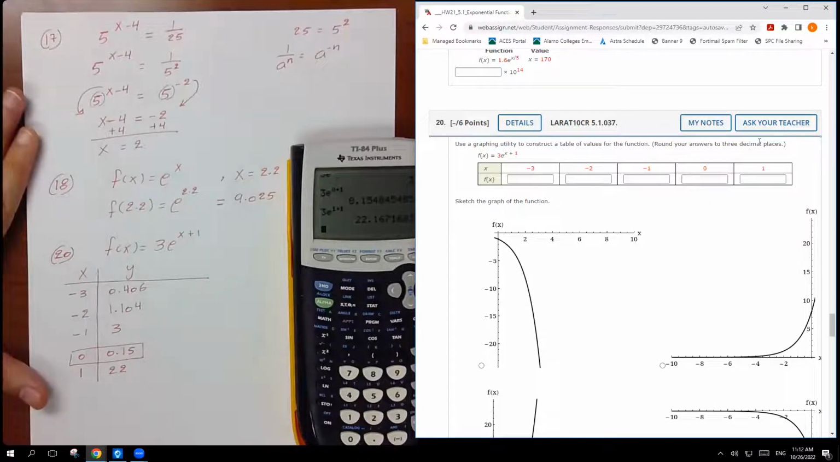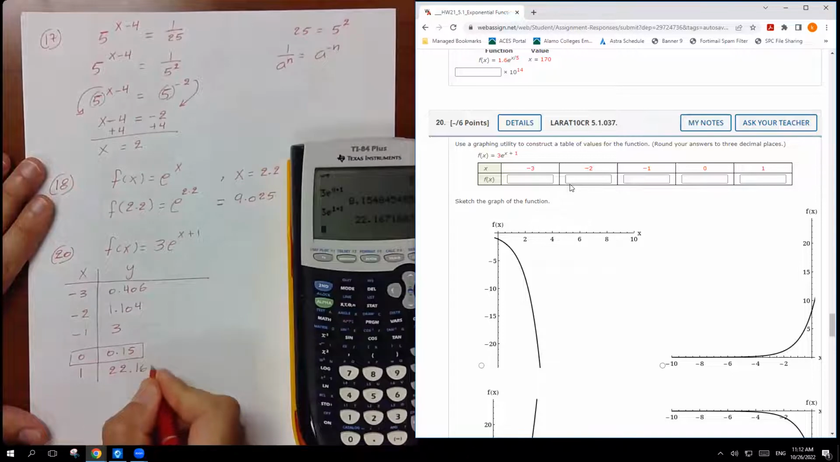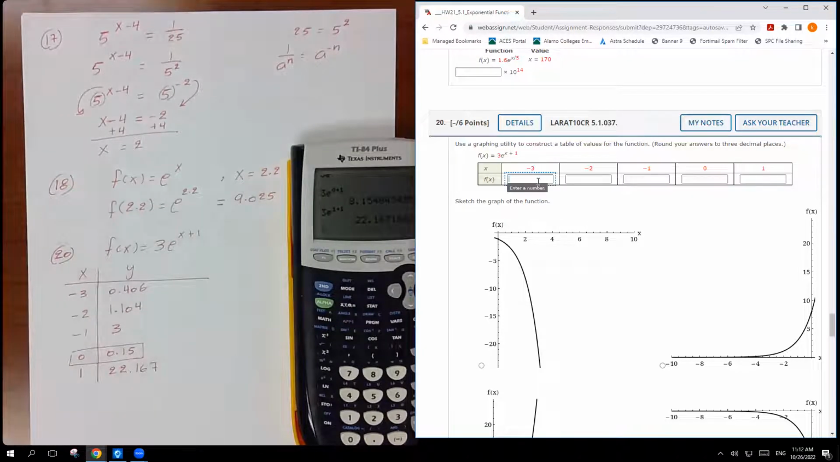So here, we're just going to fill in the table to 3 decimal places. So 167. At -3 is going to be 0.406. At -2 is going to be 1.104. At -1 is going to be 3. At 0 is going to be 0.15. And at 1 is going to be 22.167. 67, not 76, yes.